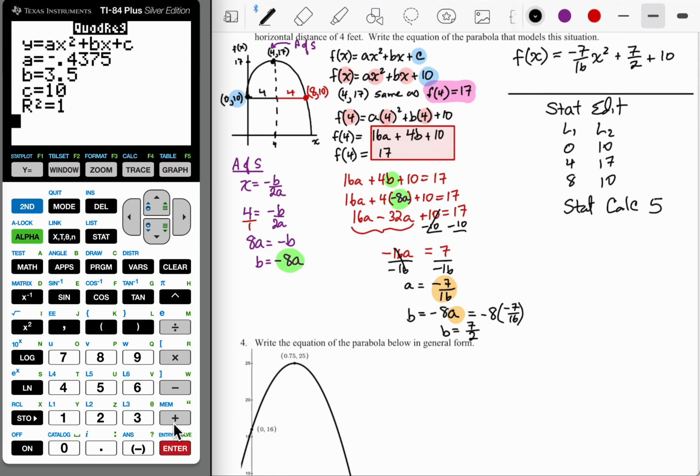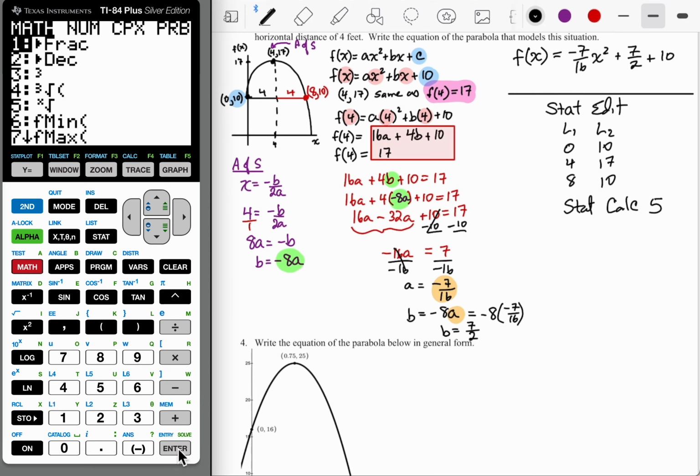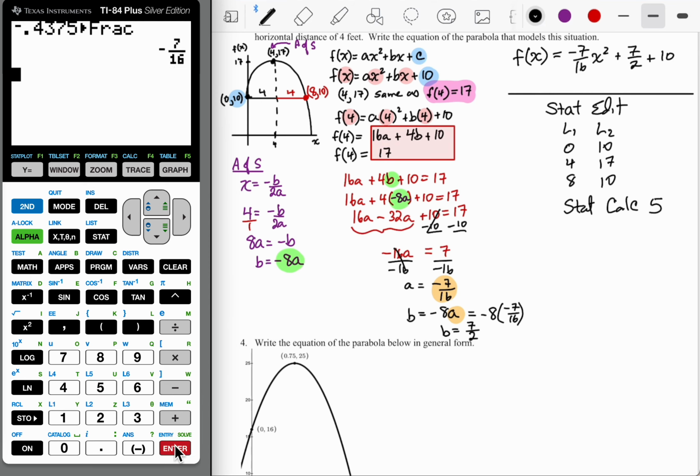All right, we just need this in fraction form. The 3.5 is easy enough, but that negative 0.4375, quit out of here, negative 0.4375, math, enter, enter. And that'll give you your negative 7/16. We already knew the 10, whether we knew it from the framing of the problem or from the calculator. And like I said, the 3.5, that's easy enough. But maybe you don't want to take the chance, so convert that over too if you want. All right. But that's the process.